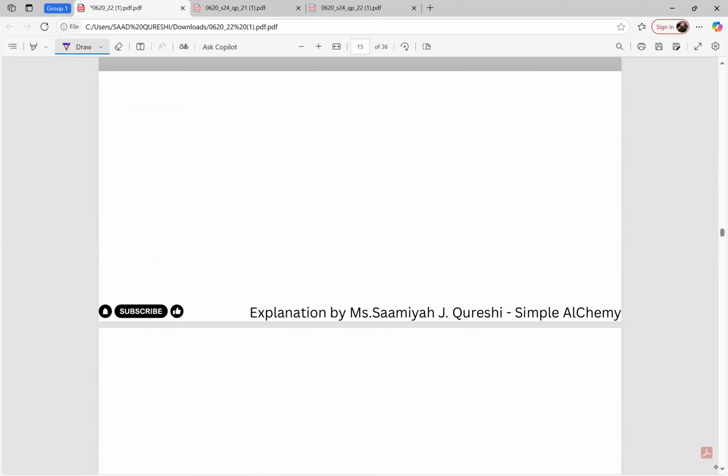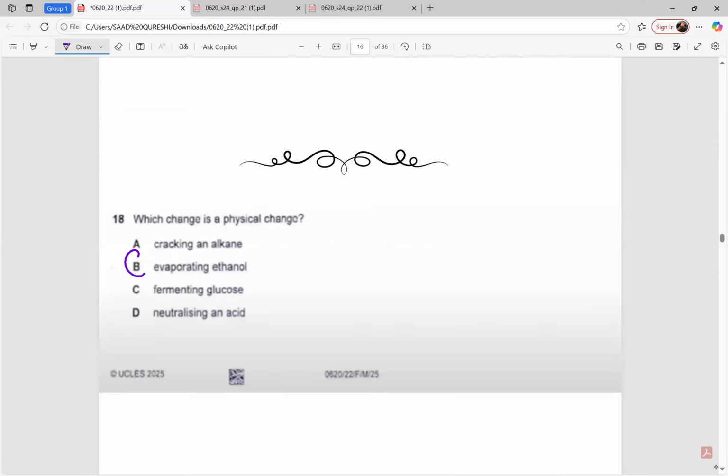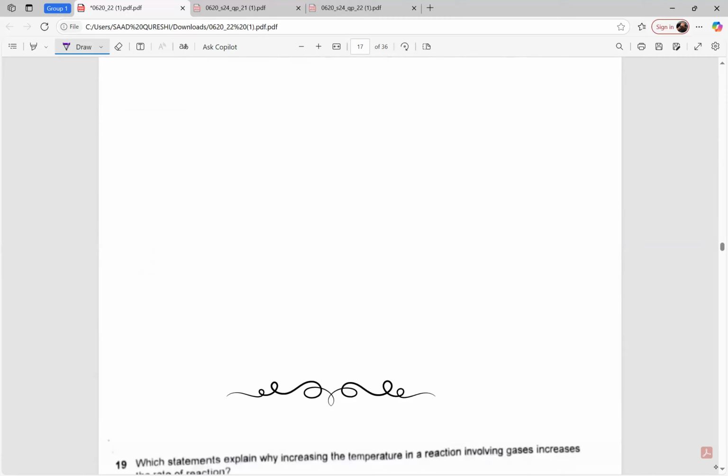Which change is a physical change? Very easy. Evaporating ethanol. Evaporation is a physical change in which no new substance is formed.